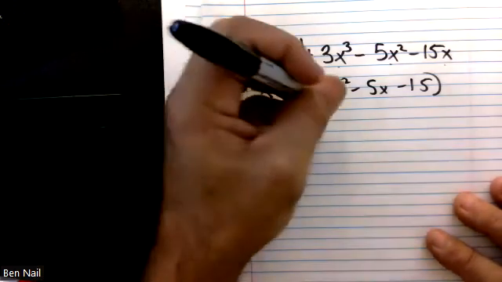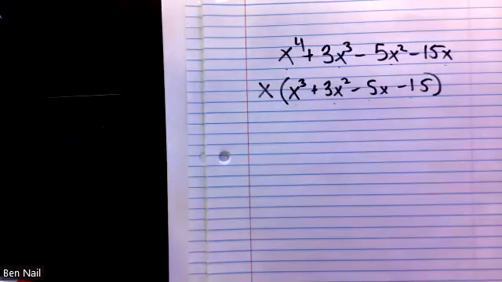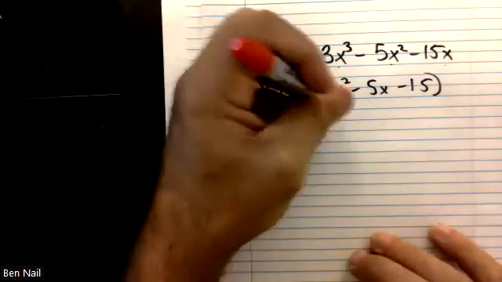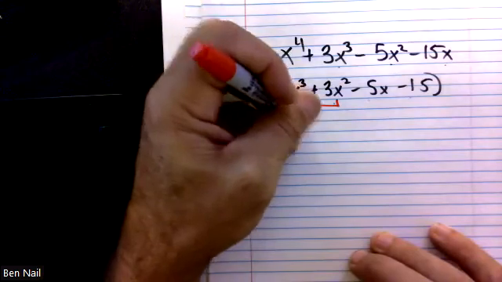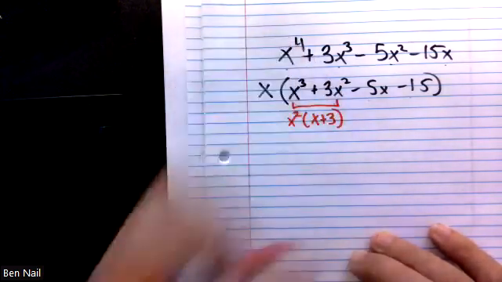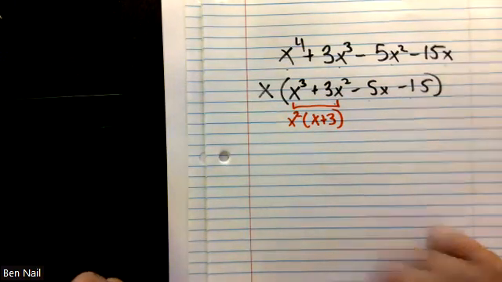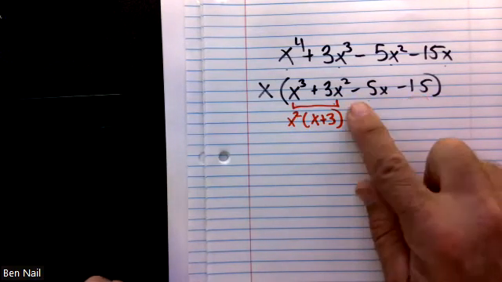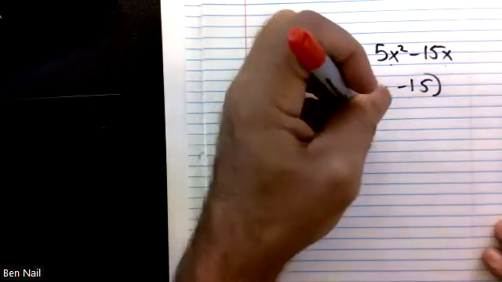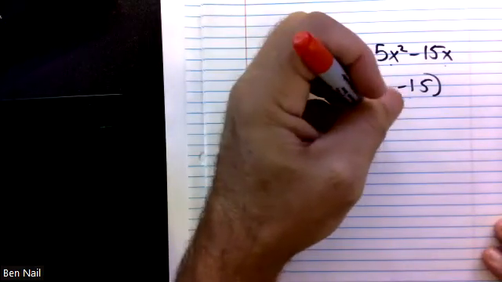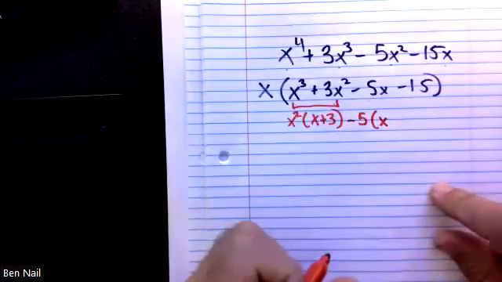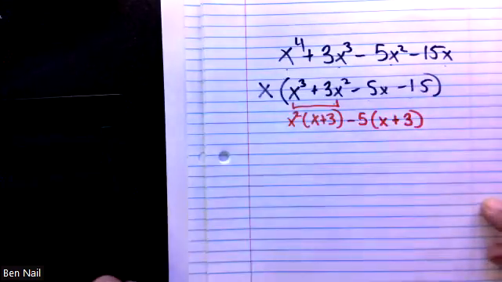Now, I still have 4 terms. I still want to look and see if I can factor this by grouping. So again, I can factor out an x squared, leaves me with x plus 3. Now, when dealing with negatives, I've got a negative 5x and a negative 15. If they're both negative, I can factor out a negative 5. Remember, when you divide, negative divided by a negative is a positive.